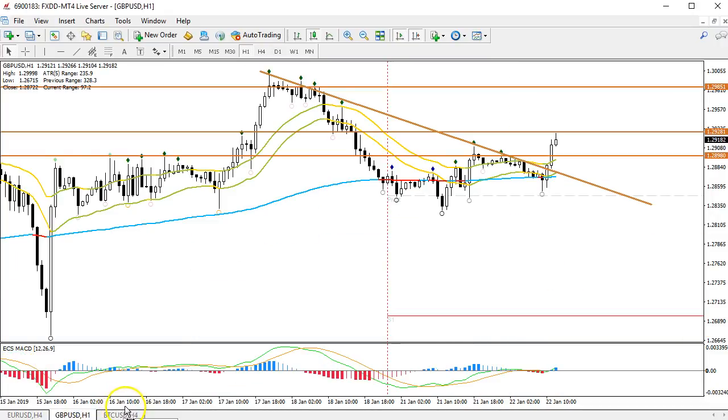Pound dollar was indicating already the fact that we could see a bullish breakout in my previous video, but now we already had the breakout, all right? So we have a break above this resistance trend line and a break above the 21 EMA, and it looks like we're going to make an upside.